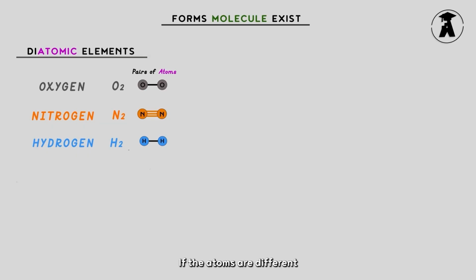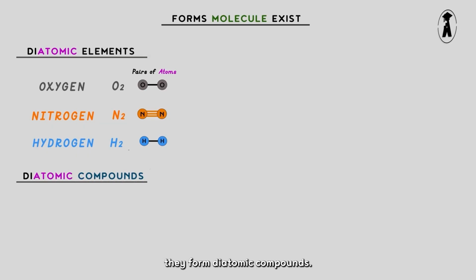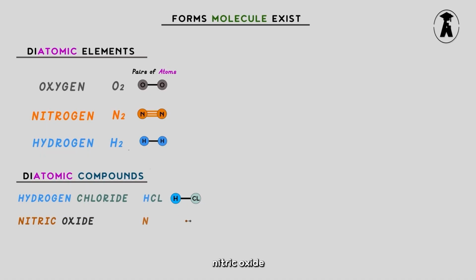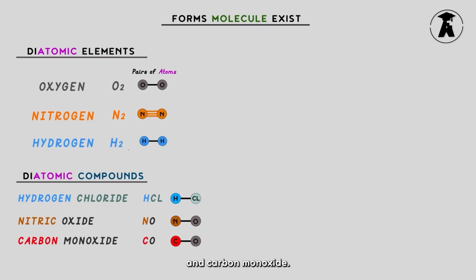If the atoms are different elements, they form diatomic compounds. Examples include hydrogen chloride, nitric oxide, and carbon monoxide.